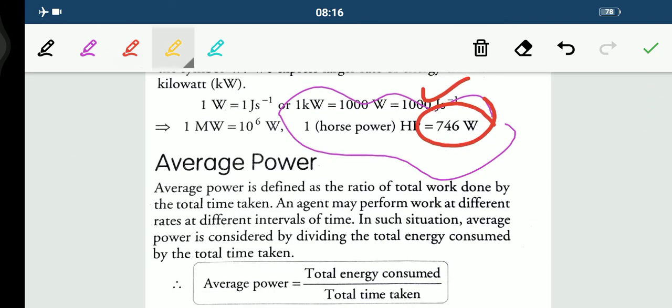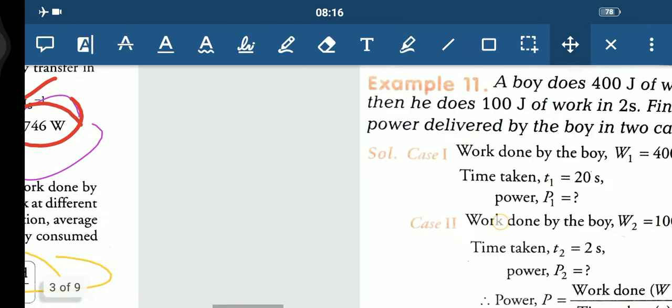Now see, if a question comes in your paper that what do you mean by the average power, so what is average power? See, the total energy that is consumed, whatever the energy, suppose you are doing something, obviously your body must have some energy. Unless your body has energy, you are unable to do the task given to you, and you need to divide this energy by time. This is what we call average power.